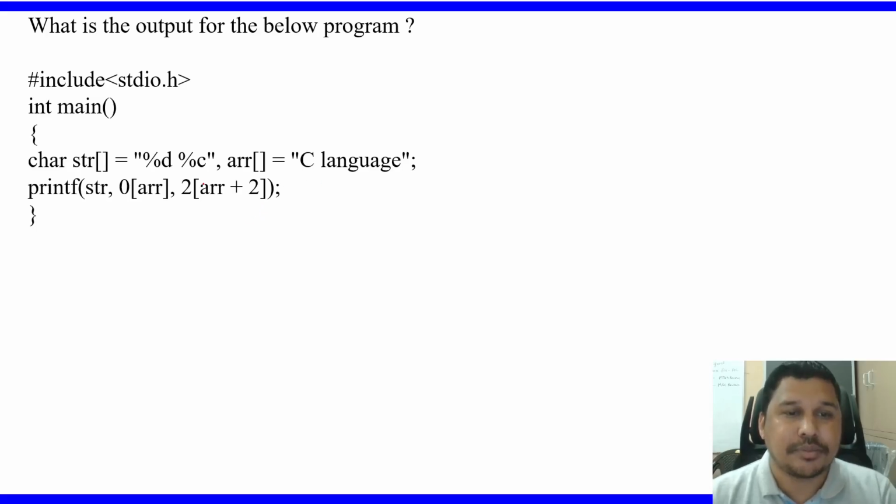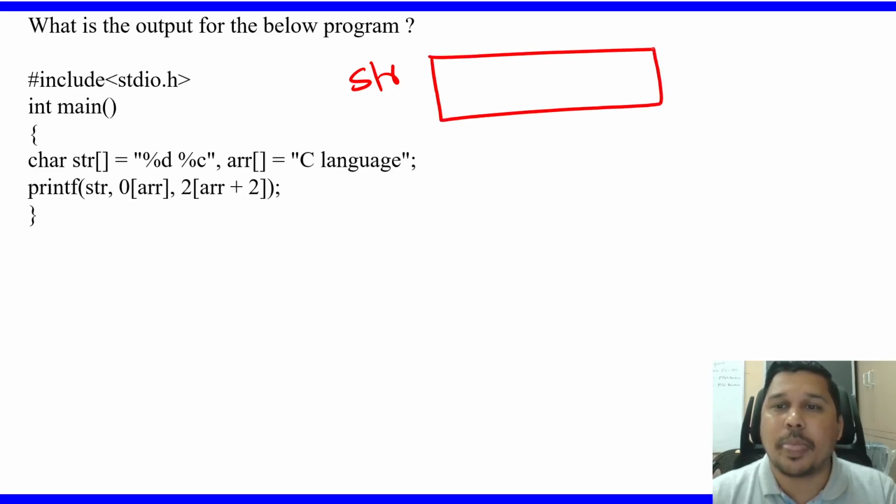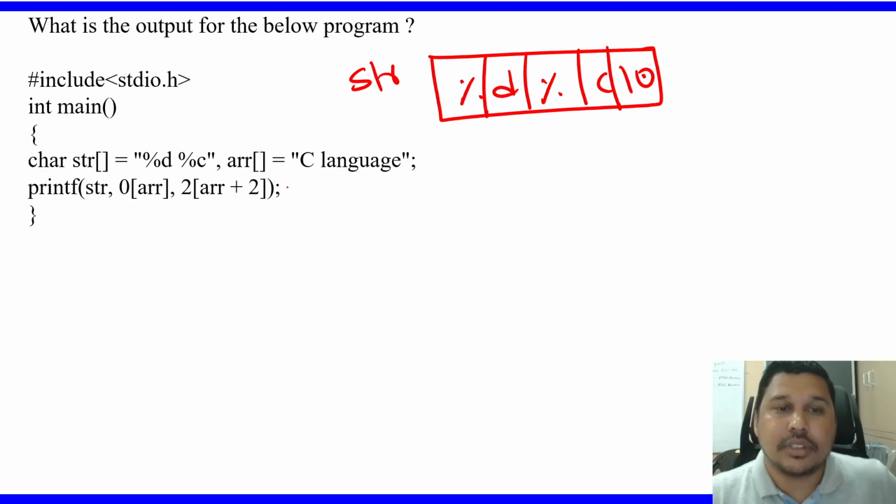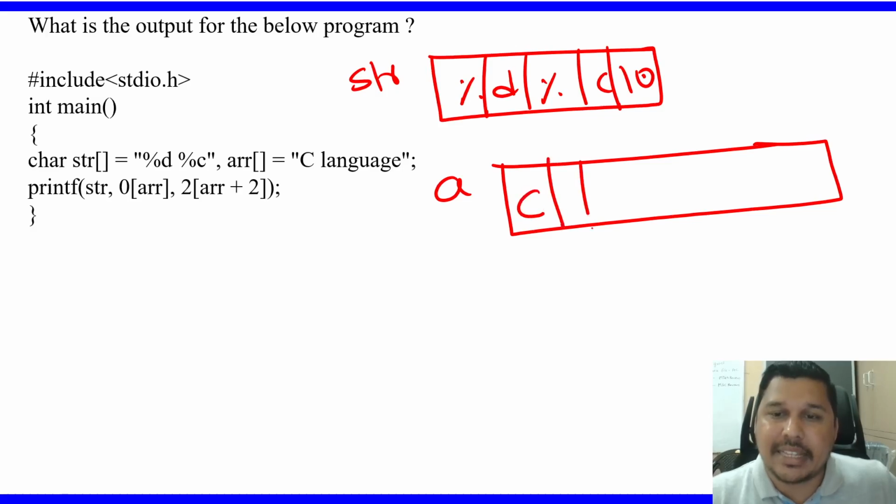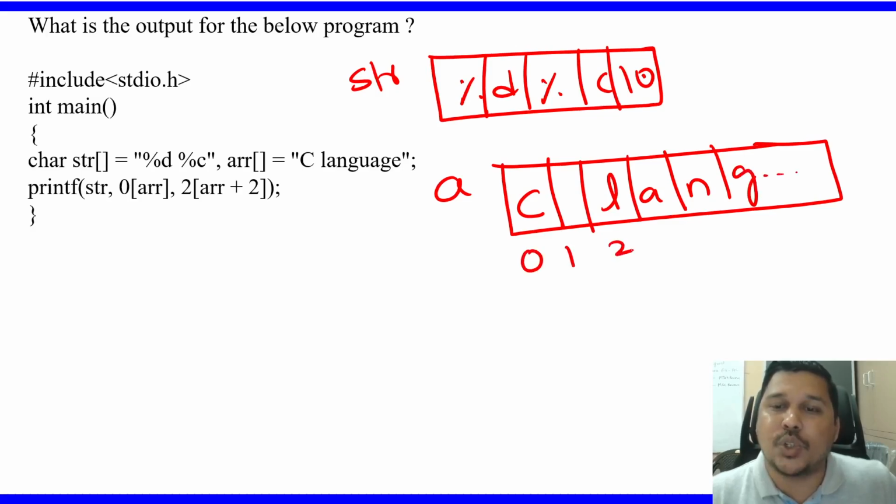We are having here int main, char str equal to. So I have a character str which contains two values. Okay, so here I am having percentile D, percentile C, percentile D, percentile C in the str. So percentile D, percentile C, and the null character. Then I have another character array, which contains C, space, language, L, A, N, G, and so on. So indexing 0, 1, 2, 3, 4, and so on. Okay, right. Like this I have two, a string and an array.